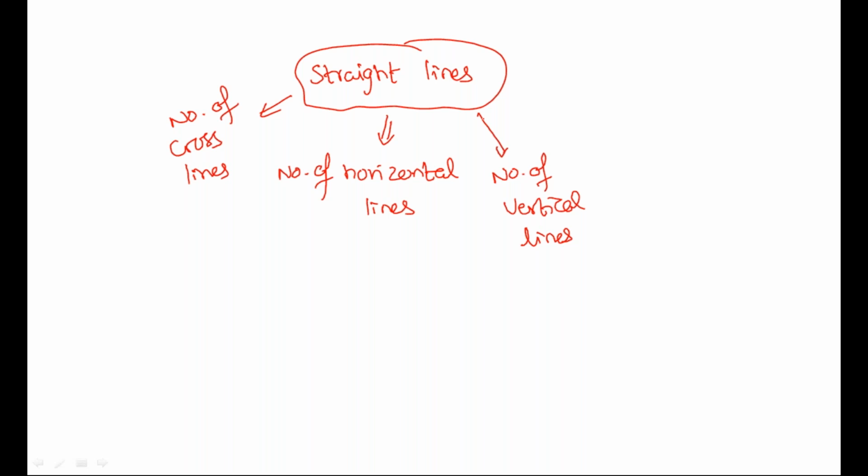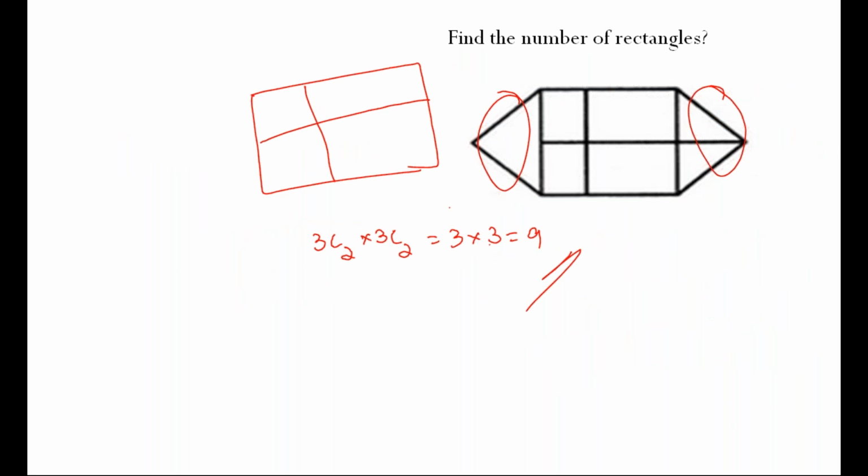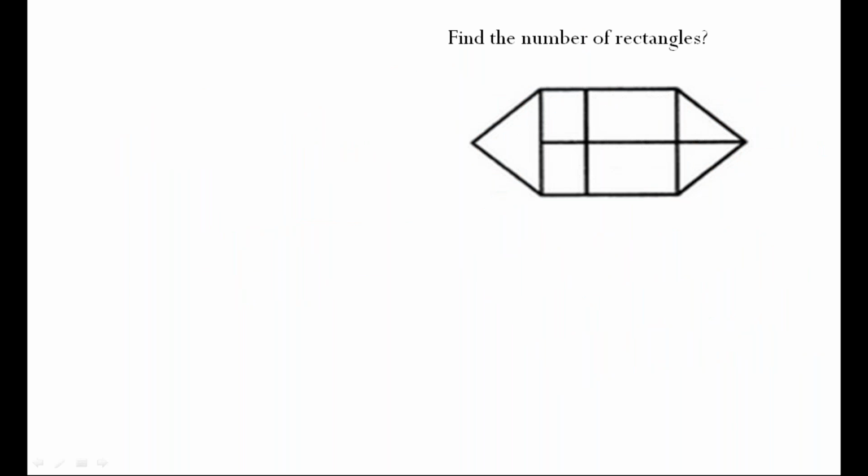Yeah, fine, guys. So let's go for the diagrams we have. For this one, I want the number of straight lines. You just try to calculate the number of straight lines. So first, what do you have to calculate? How many horizontal lines are there? How many vertical lines are there? How many cross lines or slants are available? That we have to calculate.